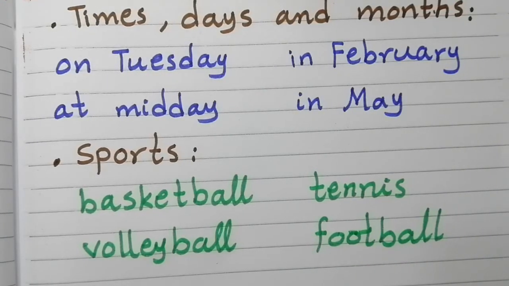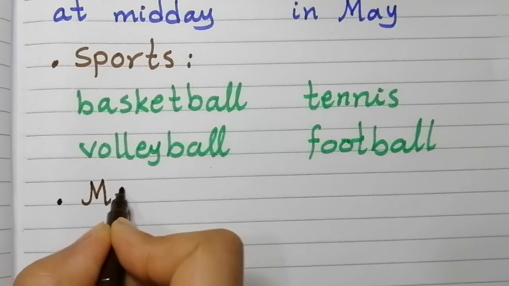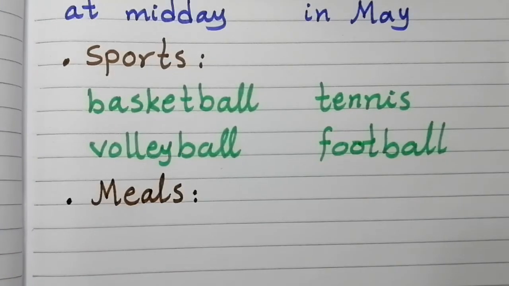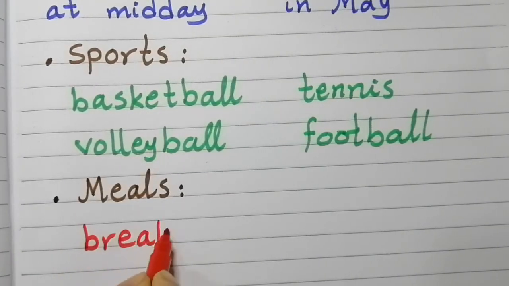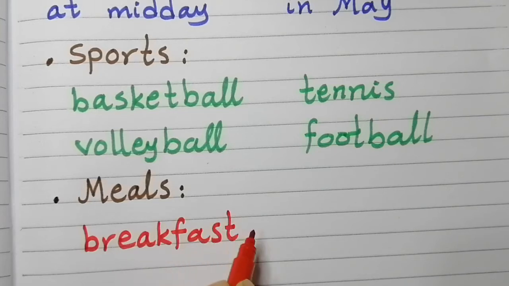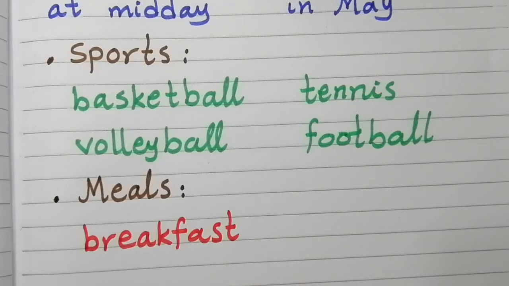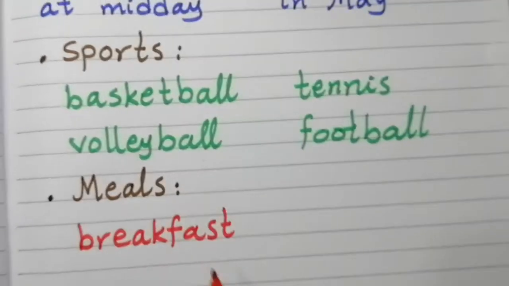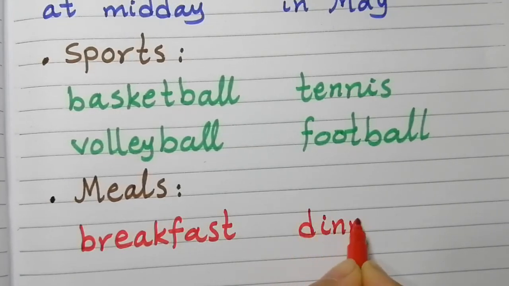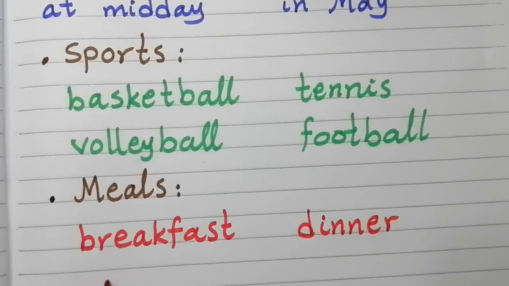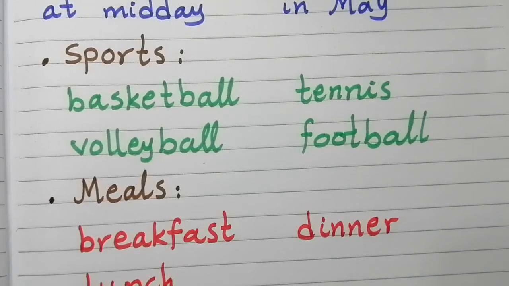Okay. Also we do not use "the" with meals. With meals like breakfast, we do not say the breakfast. When we are talking about breakfast, we say breakfast, not the breakfast. If it's specific, if I'm talking about a breakfast today, I say the breakfast. But generally we say breakfast, okay? Also, dinner. We do not say the dinner, we say dinner. Or lunch. We can say what time is lunch, okay? Lunch.